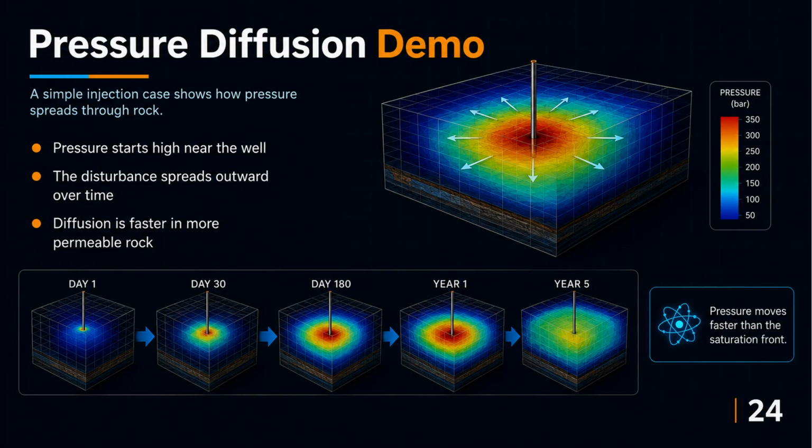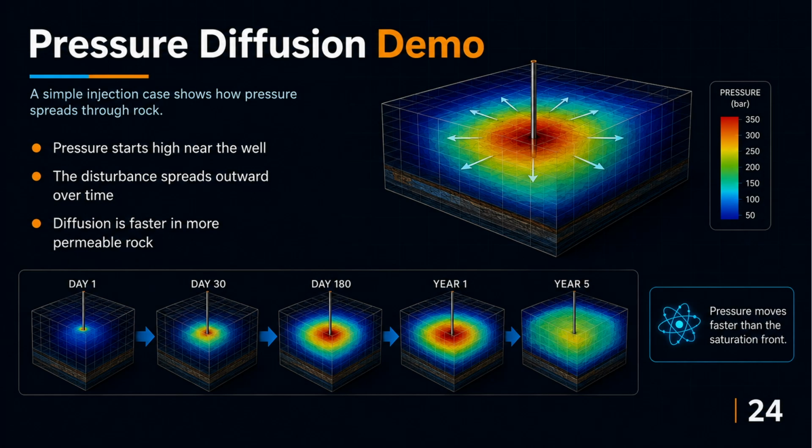Notice that pressure diffusion may reach areas far beyond the visible saturation plume. This is extremely important for CO₂ storage and hydrogen storage. The gas plume may occupy a limited region, but the pressure footprint can be much larger. That larger pressure footprint can influence faults, neighboring reservoirs, or existing wells.